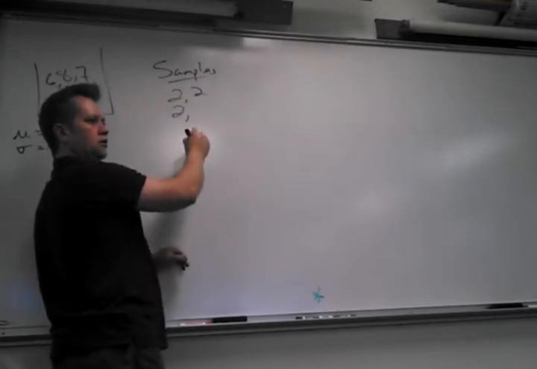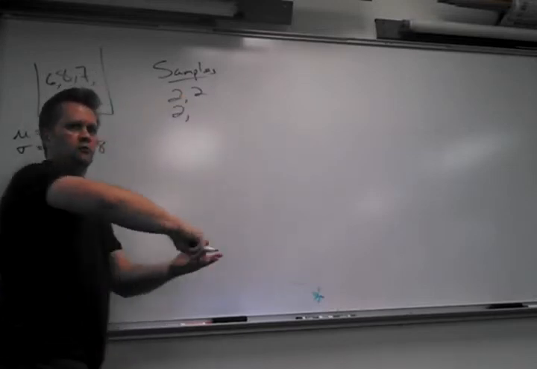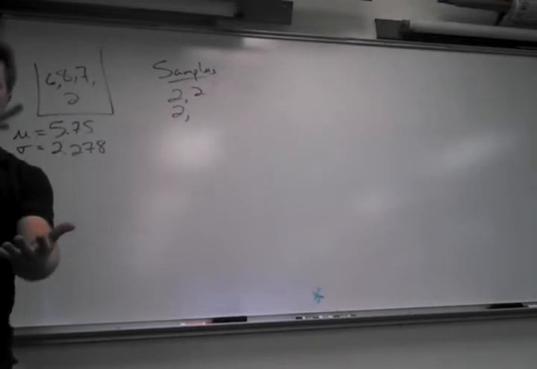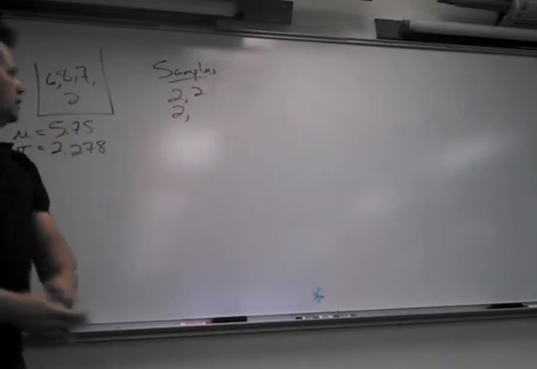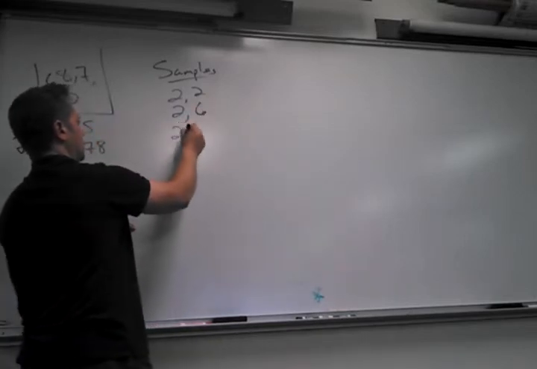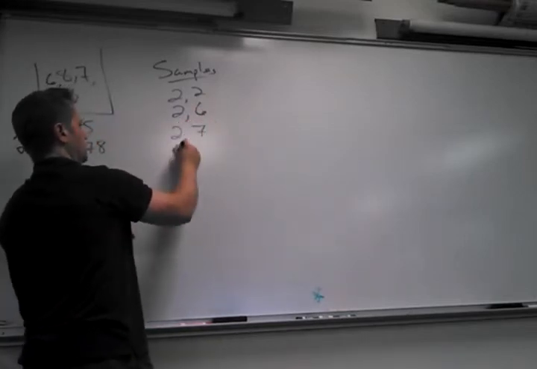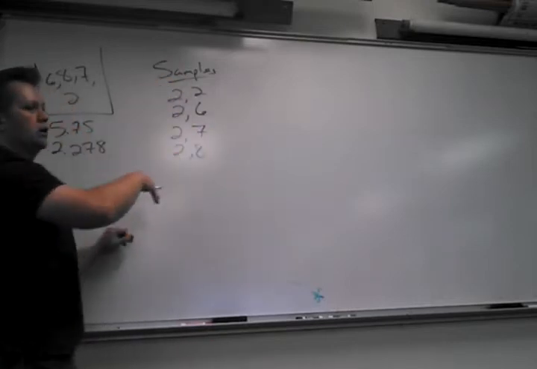Or I could get 2. So reaching into my hat and I'm picking out 2, throwing it back in, get 2. Or I could get 2 and then I could get 6. Hey, look at that. Then we can be organized about it. So, or I could get 2, 7. Or 2, 8. So that's all the ones with 2 first.